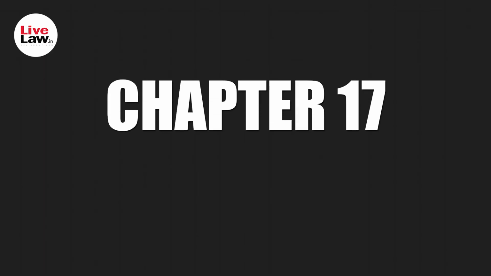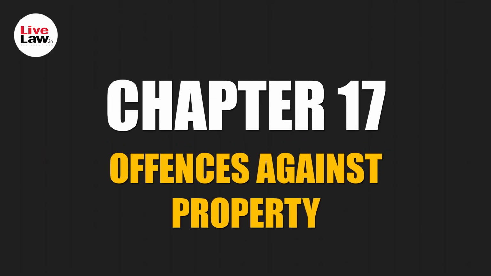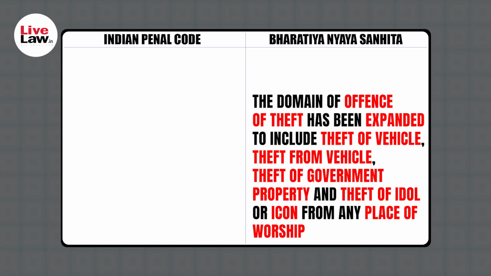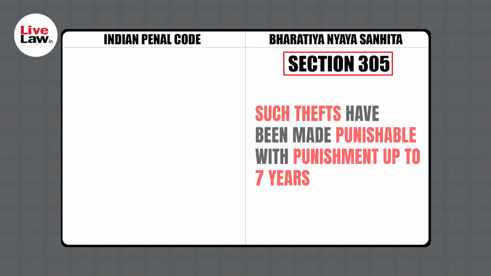Let us now move forward to Chapter 17, that is offences against property. Here, scope of aggravated theft has been widened. The domain of offence of theft has been expanded to include theft of vehicle, theft from vehicle, theft of government property, and theft of idol or icon from any place of worship. In Section 305 of the BNS, such thefts have been made punishable with punishment up to 7 years.